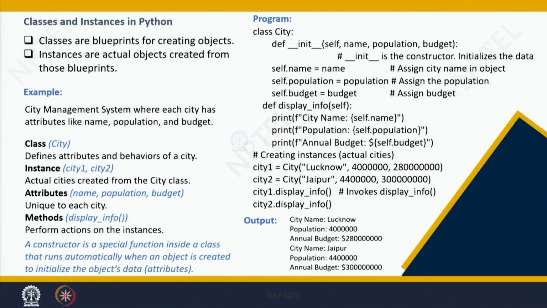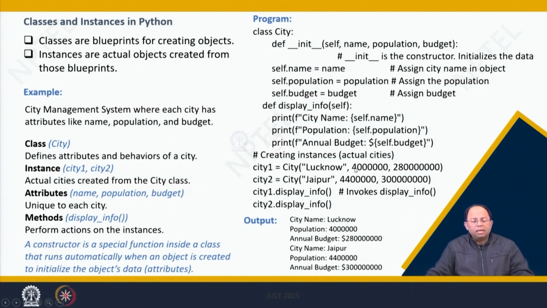So, we have already learned about classes and instances in the previous lecture. Now we show you how it is implemented in Python programs. As we know, classes are blueprints for creating objects. Based on the structure of the class, objects are created, and these objects are instances, that means instances of the class. So instances are actual objects created from those particular blueprints given in the class.